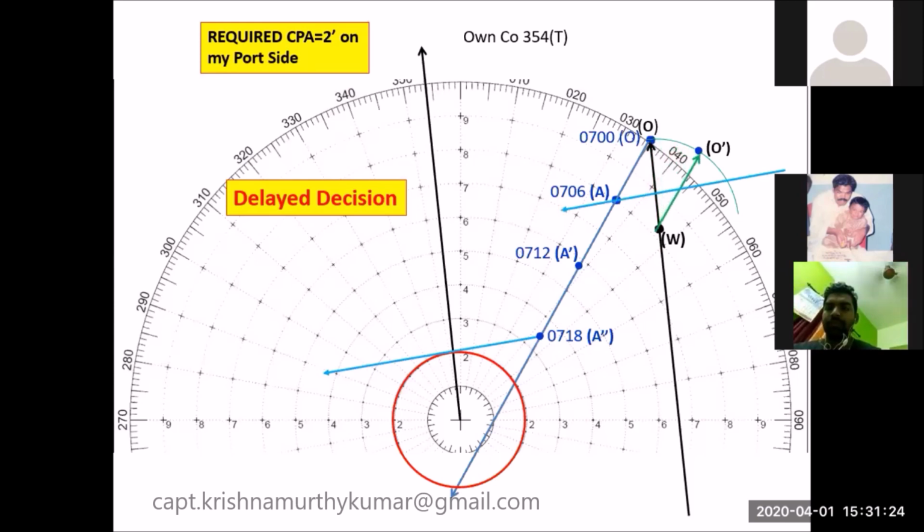See now what is the difference? Your course alteration must be almost 67 degrees. So quick decision, quick action, you alter course by about 20 degrees, 25 degrees. Normal delay, you alter course by 37 degrees. But delay in decision making, you have to alter course by 66 degrees. That is the value of radar plotting practice.